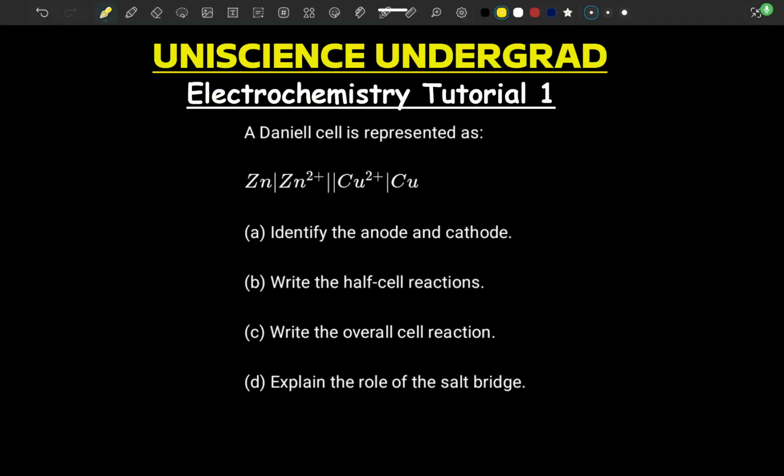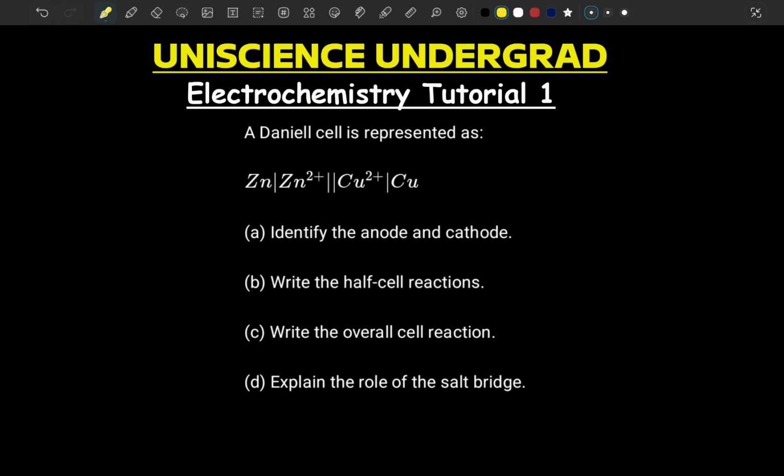In this video, we are going to look at electrochemistry tutorial question number 1. This is Unit Science undergrad for those in first year. So we have a Daniell cell represented by this cell notation. So this is what we call the cell notation.